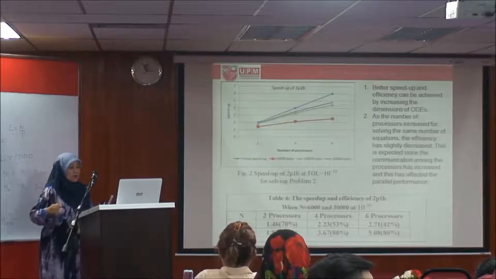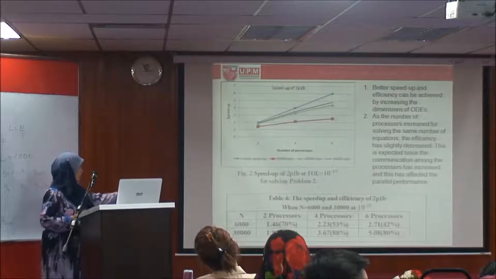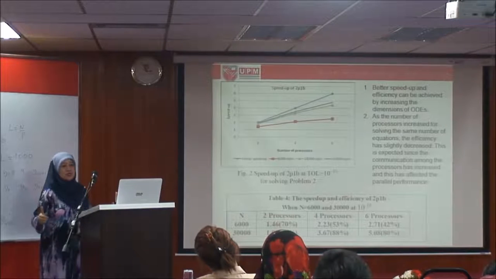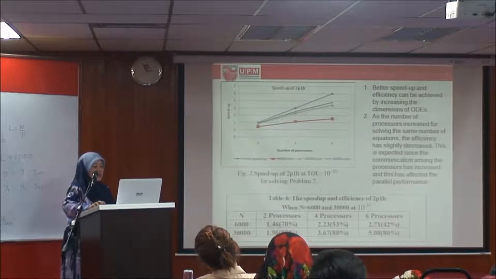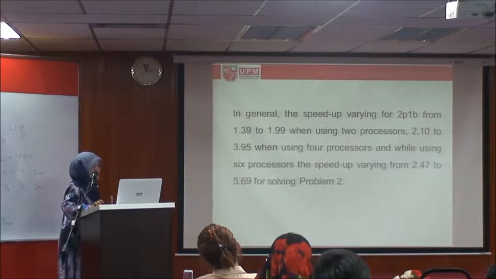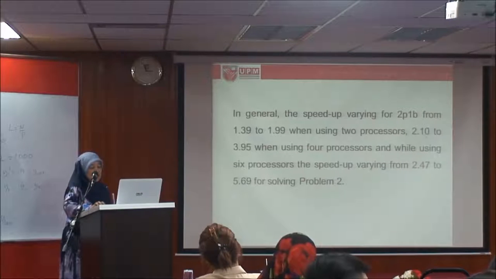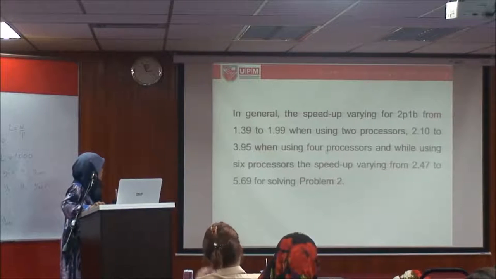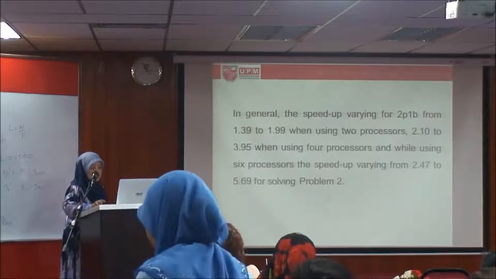Well, because they are very busy, 6,000 equations they have to solve with only 2 workers. Compared to that one, 6,000 equations, we have 6 workers. Well, they are busy talking maybe. So at least we know that the number of equations and the number of processors influence our results. In general, the speed up varies from 1.39 to 1.99 when using 2 processors, 2.10 to 3.95 when using 4 processors, and for 6 processors, it varies from 2.47 to 5.69 for solving problem 2.